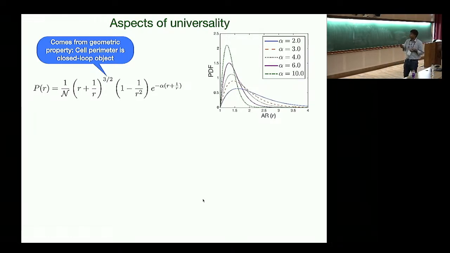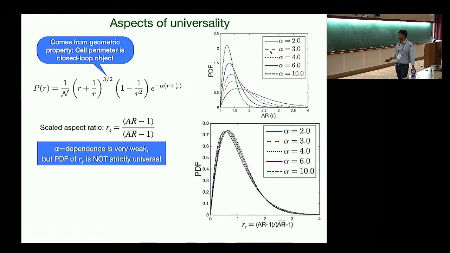So now let's get into the results. If I plot the distribution of R for different values of alpha, they look like this. Alpha determines all the system specific parameters. Now, when one plots this particular quantity, the scaled aspect ratio as they did in the experiment, which is the aspect ratio minus 1 divided by the average aspect ratio minus 1, one sees that the distribution looks like this.